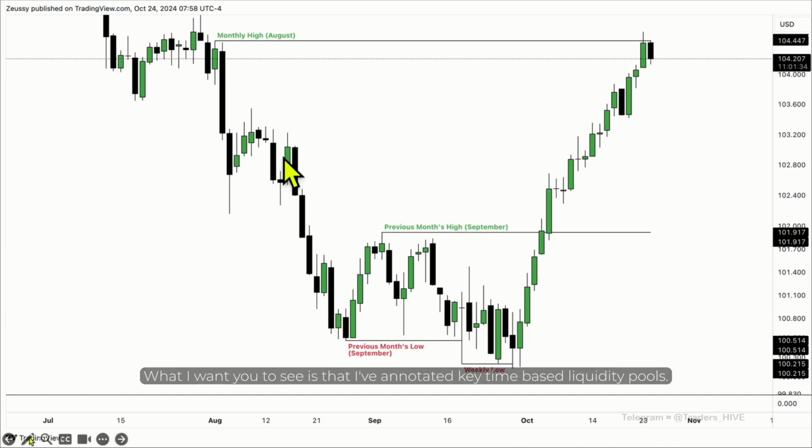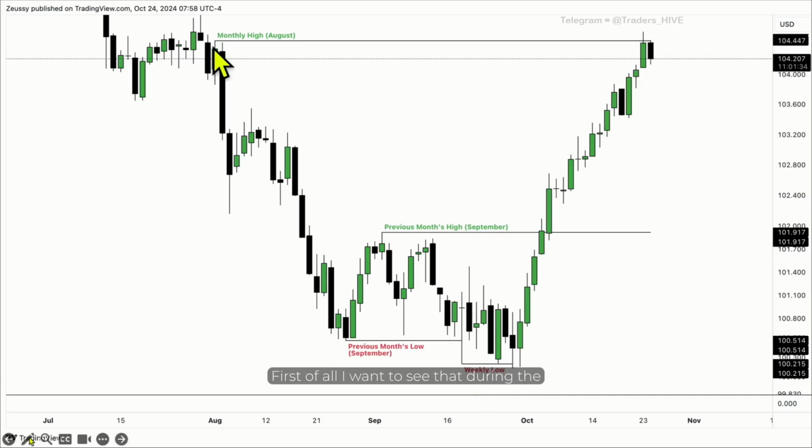What I want you to see is that I've annotated key time-based liquidity pools. I have annotated the August high right here, this August candle. I've annotated the August low right here. I've annotated the September high right here, and I've annotated the weekly low right here. I will walk you through the importance of these levels right now.